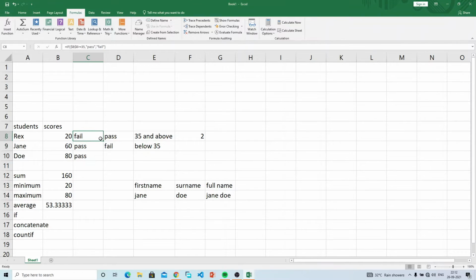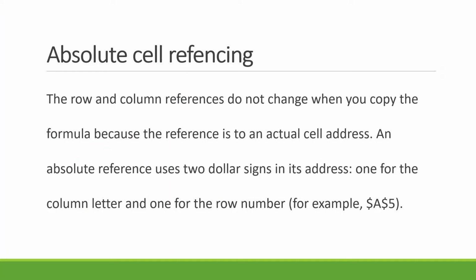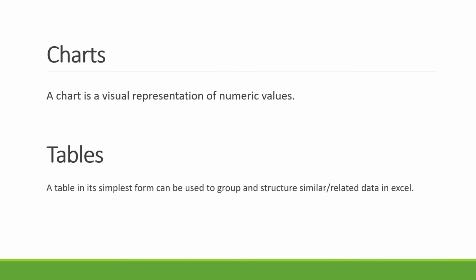We can now drag it here, and you can see it has all changed to fail. Why? Because B8 did not change. It is an absolute cell referencing, and it doesn't change, so it did not change. Alright, we will use all these concepts in our mini projects, so take notes.